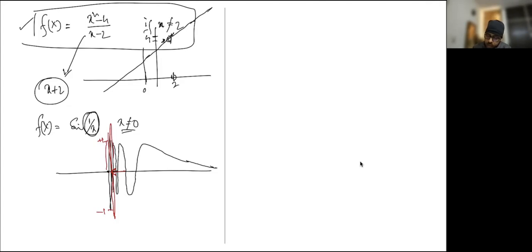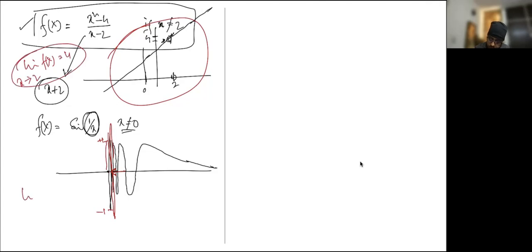So the idea is that in the first example, the limit of f(x) as x goes to 2, whatever notion we come up with, we should be able to say that it is getting near 4. That means the limit of f(x) as x goes to 2 should be 4 here. Whereas here, it does not seem to exist. That seems natural, something natural to expect. So this is exactly what this notion of limit will do.